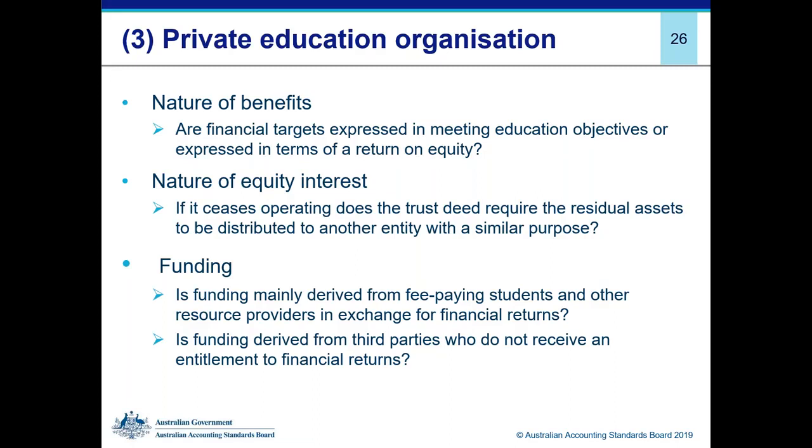In terms of funding, is the funding mainly derived from fee-paying students and other resource providers in exchange for financial returns? If that's the case, it may indicate that we have a for-profit entity. Or alternatively, is funding derived from third parties who do not receive an entitlement to financial returns? And that may indicate that we have a not-for-profit entity.